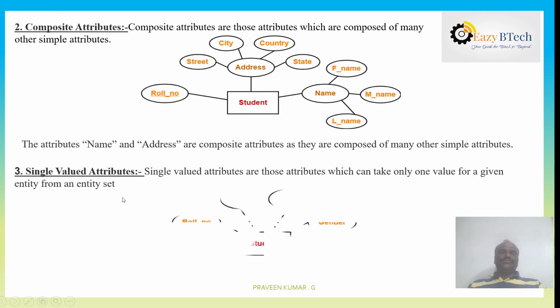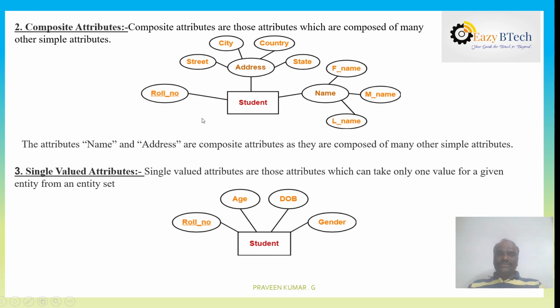Next, single value attribute. What is a single value attribute? In the previous example it was a single attribute, and this is a single value attribute. Don't confuse them. That is a single attribute, this is a single value attribute. A single value attribute can take only one value for a given entity. Suppose you take a student's roll number, age, date of birth, gender. Suppose you take a CSC second year or ECE second year student. What is the roll number? Suppose 401. What about age? Right now he has finished second year, maybe 20 years. Date of birth is something like 11/11/2002. Gender, male or female.